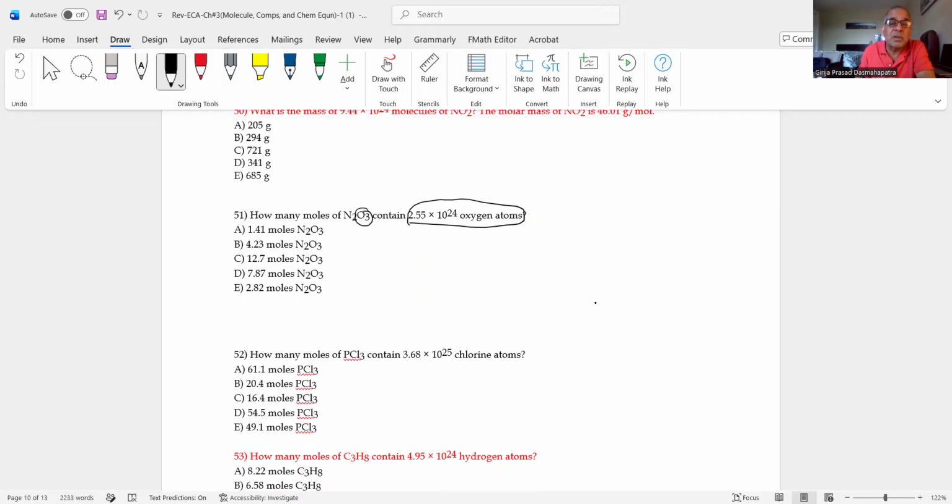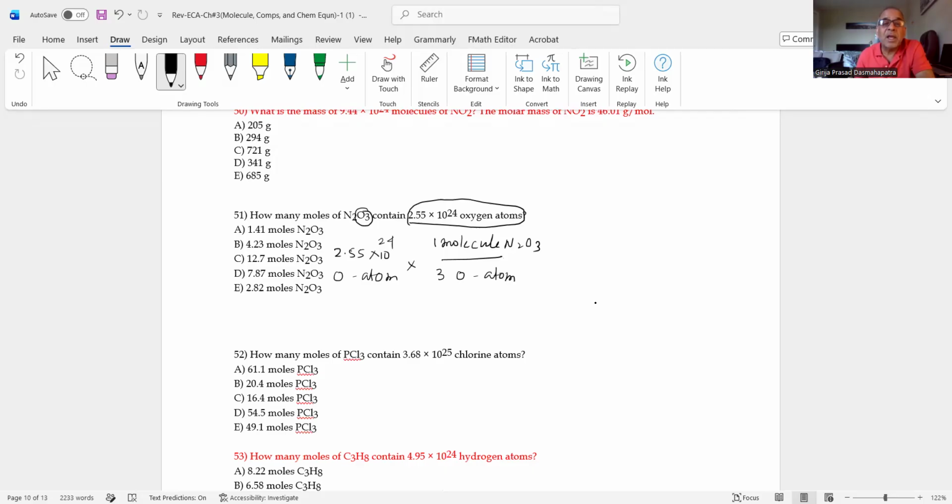So if you start with 2.55 × 10^24 oxygen atoms, then first you convert to molecules. 3 oxygen atoms are present in each molecule. So I will write 3 oxygen atoms, and that is 1 molecule of N2O3. So if you divide by 3, because each molecule has 3 oxygen atoms, it will give you the number of molecules you need to have this many oxygen atoms.